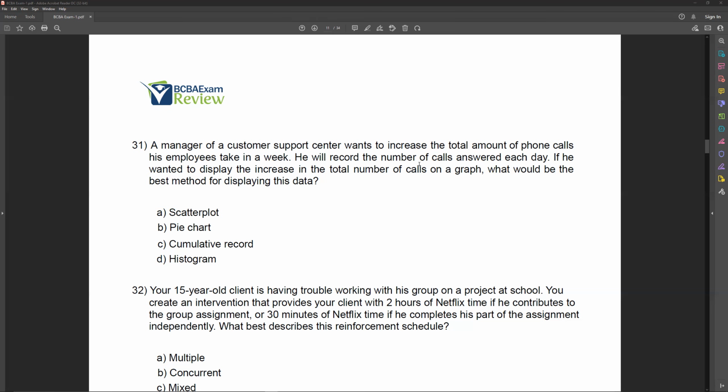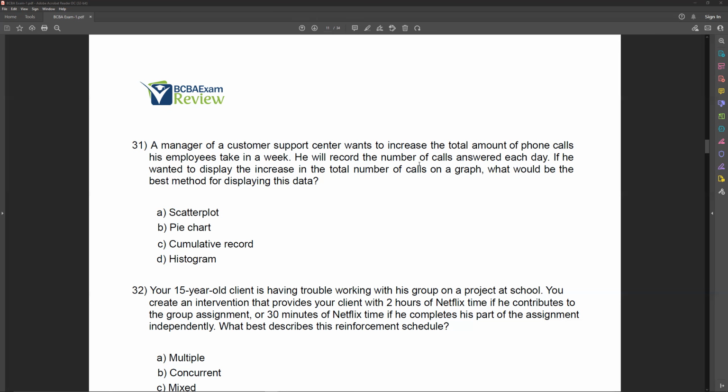What graph continuously goes up and always increases no matter what? Is it a scatter plot? No, scatter plot would be if we were looking for an association between an X and a Y variable, such as a behavior in a time or a behavior in a setting. A pie chart doesn't fit this at all, okay? A pie chart is going to give us a breakout of data, typically in percentages, right? That's not going to help us here.